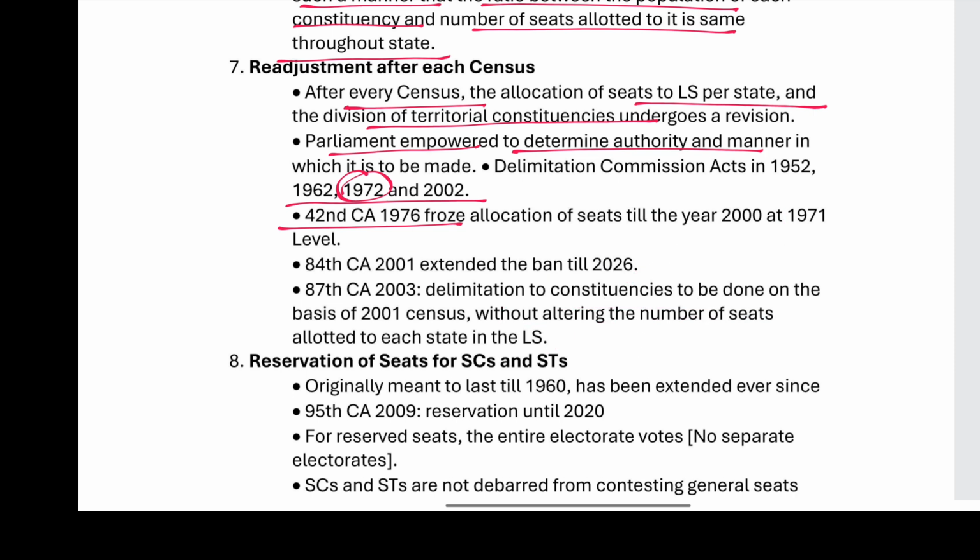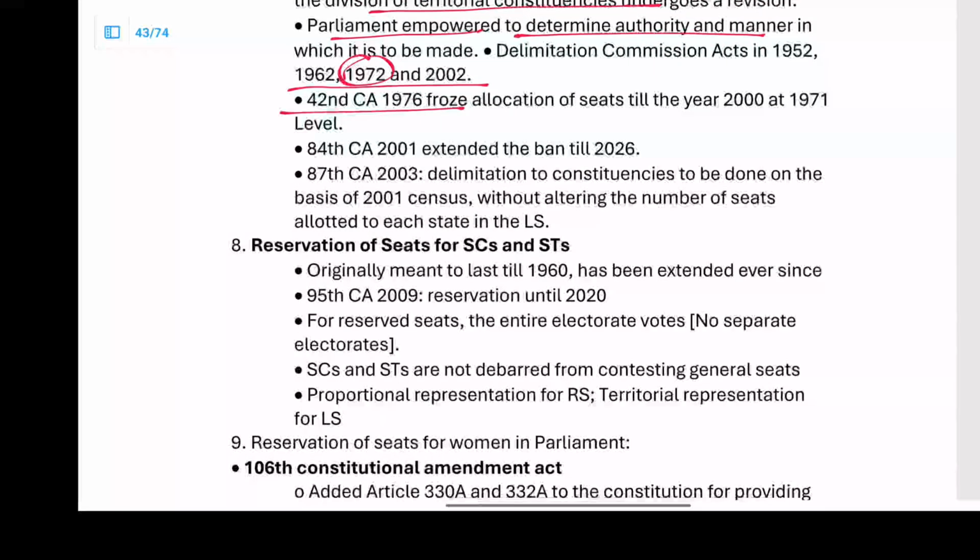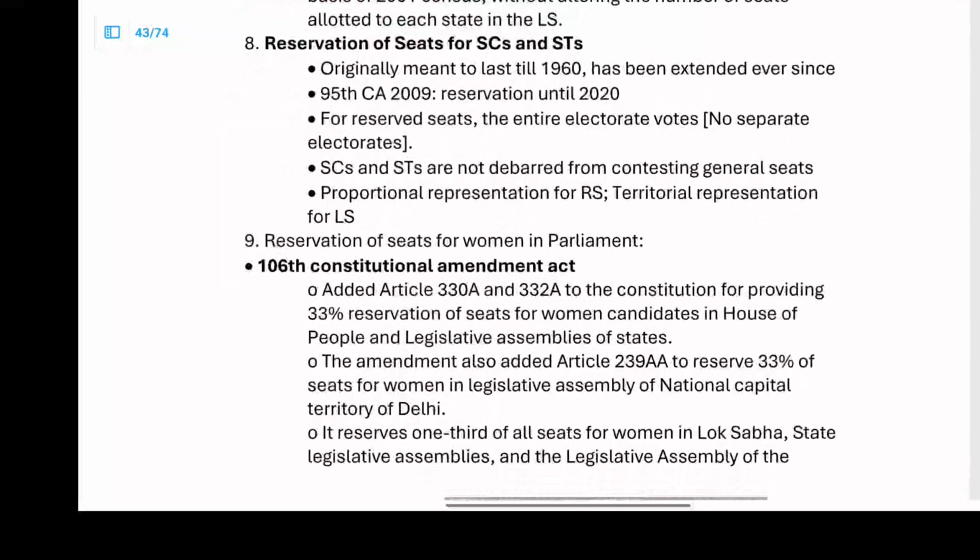Act of 2003. Whereas 84th Constitutional Amendment Act of 2001 has said that the ban till 2026. Reserved the seats for the SCs and the STs. It was originally meant for 1960 but has extended since 95th Constitutional Amendment Act. The reservation is until 2020.